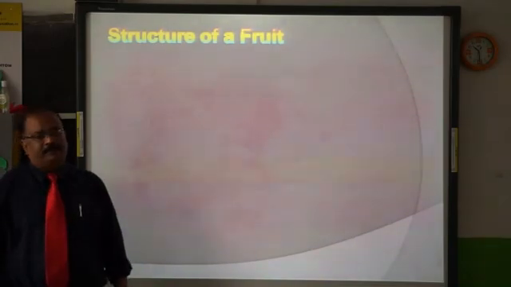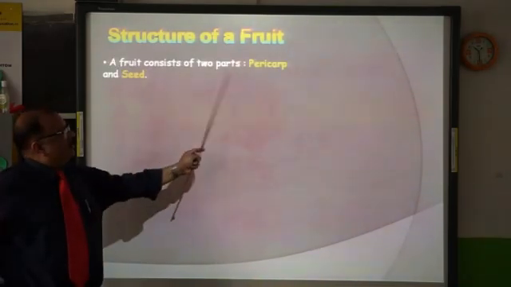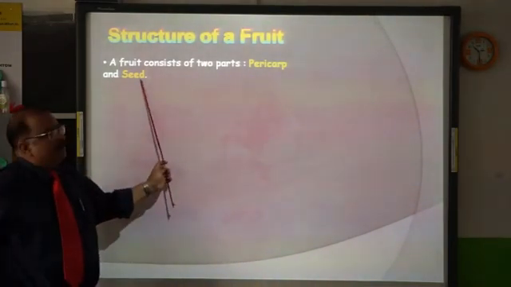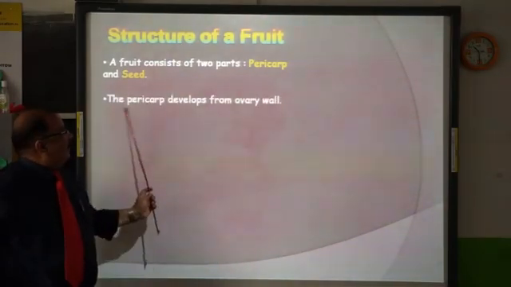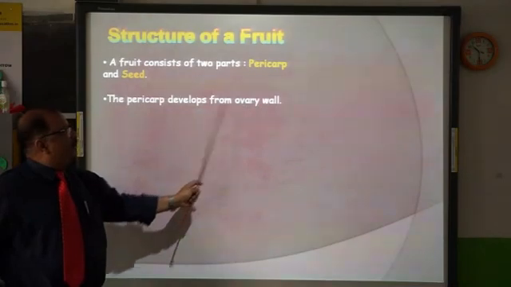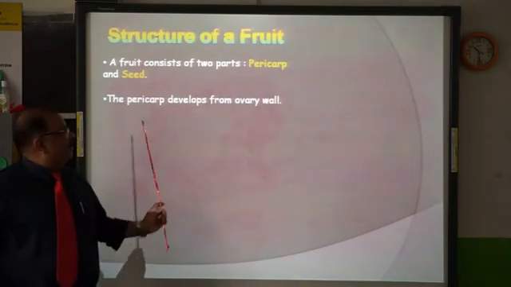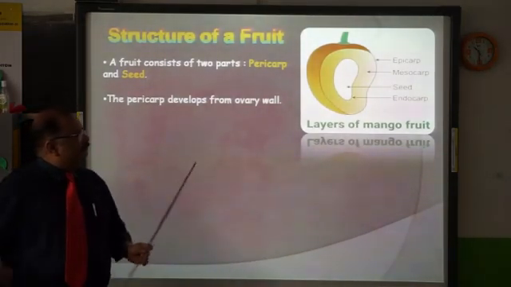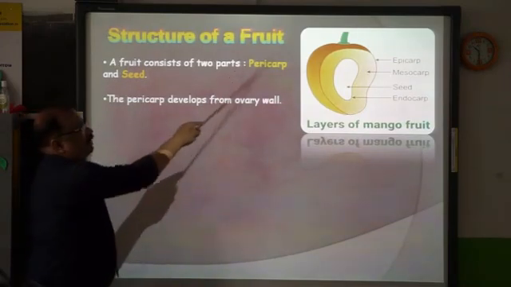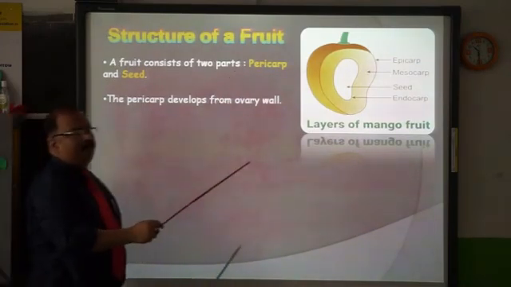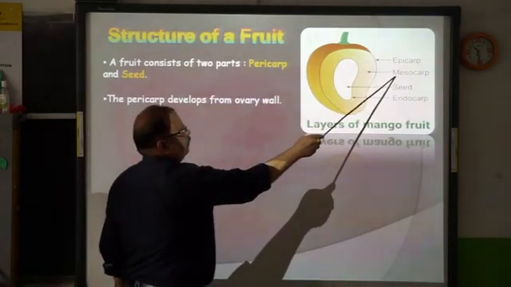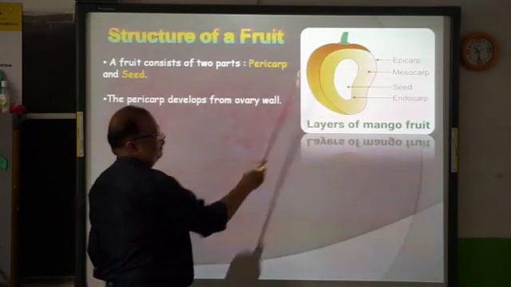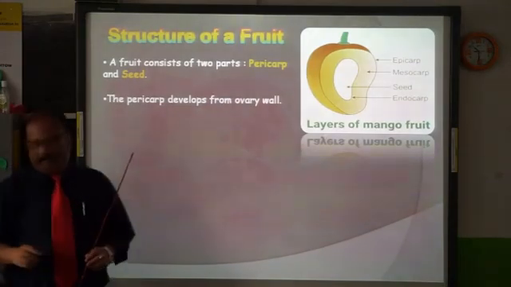Now structure of a fruit. A fruit consists of two parts. The outer part is called pericarp and the inner part is the seed. The pericarp develops from the ovary wall. So ovary wall becomes the pericarp, that external part. Now look at these layers of mango fruit, the parts of mango fruit. This pericarp, which is the outer part, is divided into three: epicarp, mesocarp and endocarp. And the other part is this seed. Okay. So let us learn about all these three one by one.